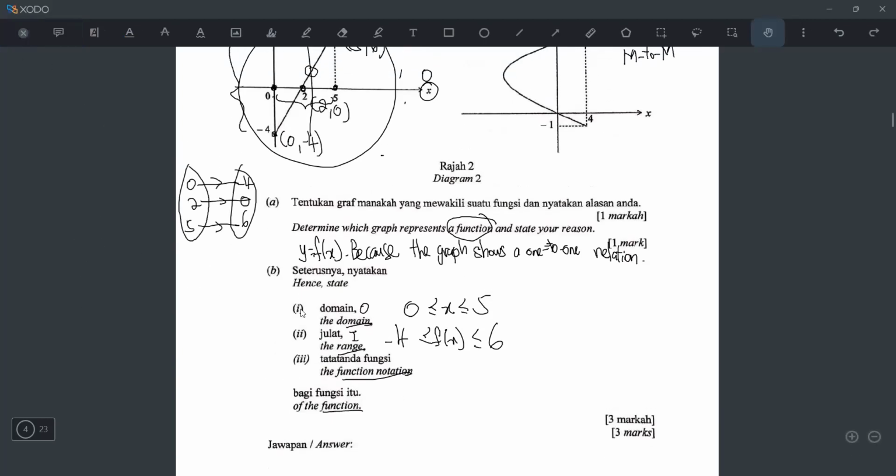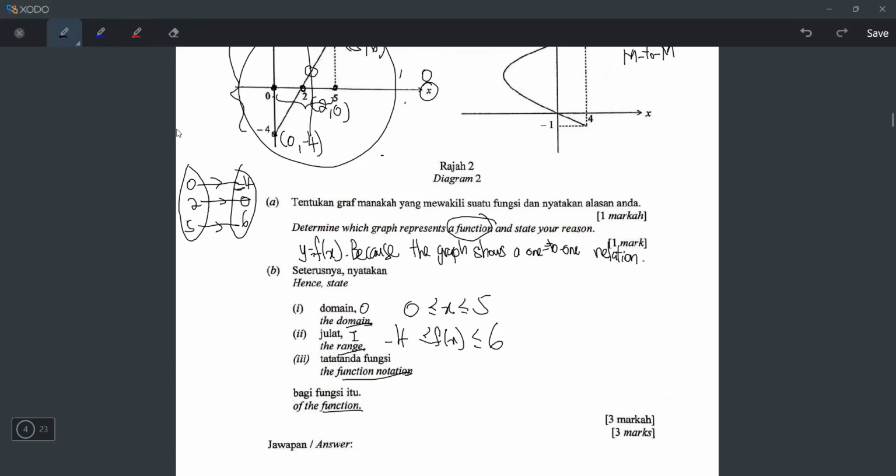And now they want you to state the function notation. Means they are asking us the relation between the object and the image. So 0, how to become -4? Maybe some of you will say -4, which is true, because 0 minus 4 is indeed -4. But if you look at the second pair, 2 minus 4, do you get 0? You don't get 0, because 2 minus 4 is -2. Same with 5 minus 4, you don't get 6. So the relation here is not -4. It's actually 0 times.